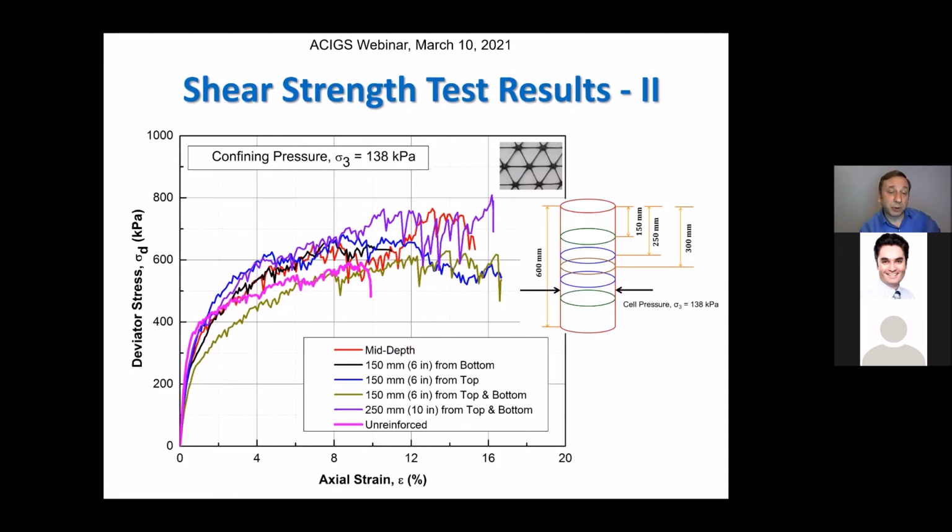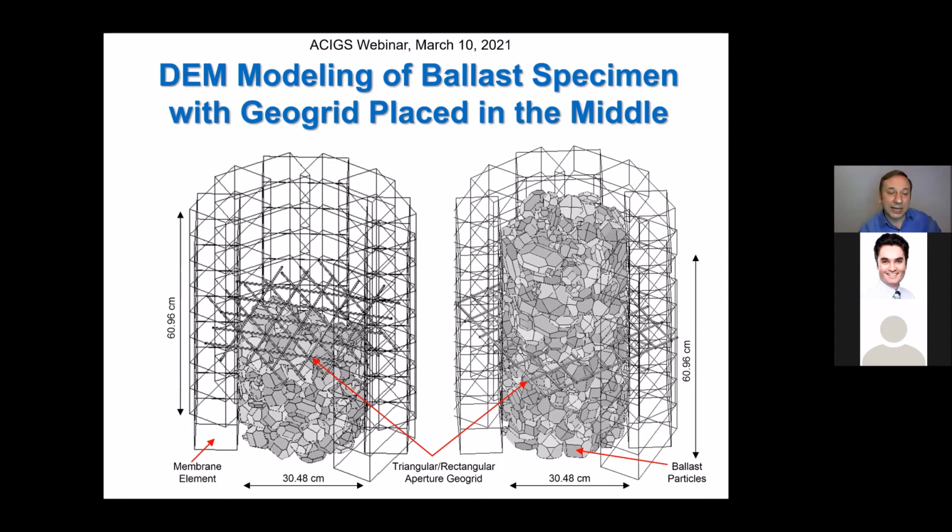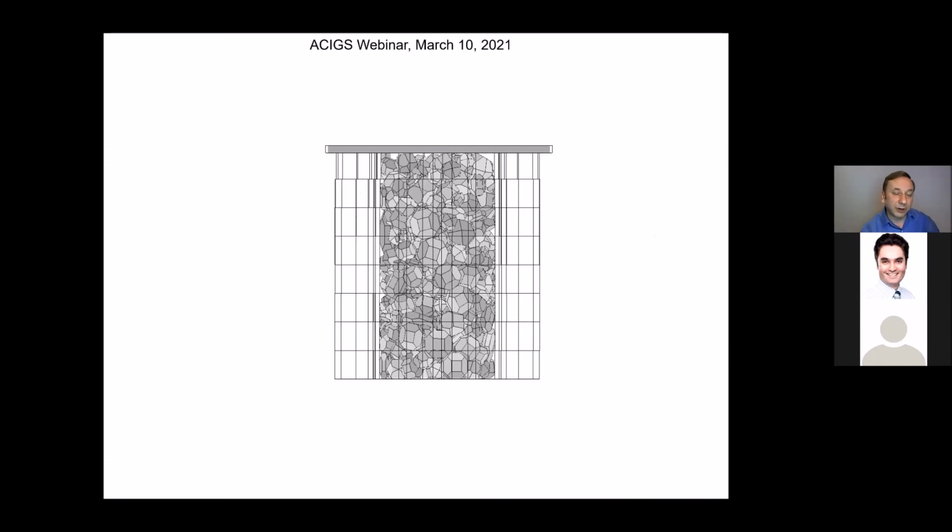And eventually we put them into this very nice discrete element model simulation, where the sample is created exactly the same way as we make the sample in the lab. And what you see around here are those membrane elements that are frictionless and that can allow the bulging. They're just sitting on top of each other. They're large because they can be pushed out, but they're not supposed to fall out. So that's how, by putting them in the middle here, you see a triangular grid or a rectangular grid. We're able to see and simulate the effect of a geogrid stabilized ballast specimen testing effort.